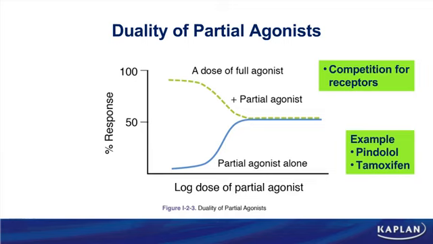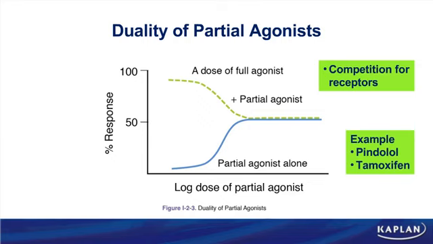Think about it this way. Every time Pindolol binds to a beta-1 receptor, epi and norepi can't bind to those same receptors. So the overall effect of your full agonist is going to be reduced. There's really kind of a similar story if you think about the drug tamoxifen. You've learned about tamoxifen perhaps as a SERM, as a selective estrogen receptor modulator, which is kind of a fancy way of saying that tamoxifen acts as a partial agonist.